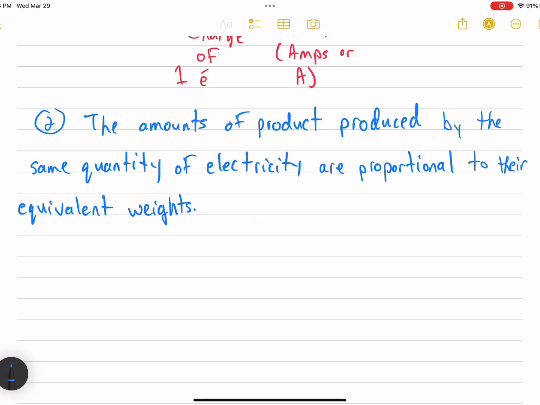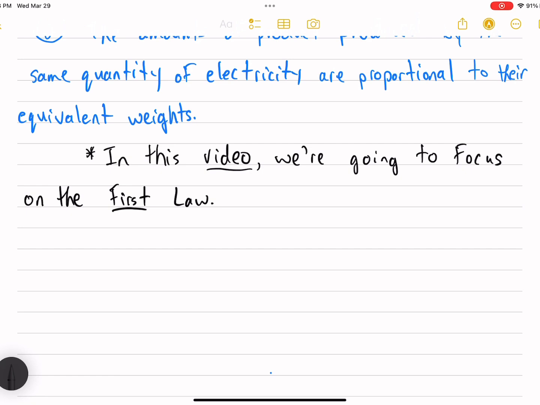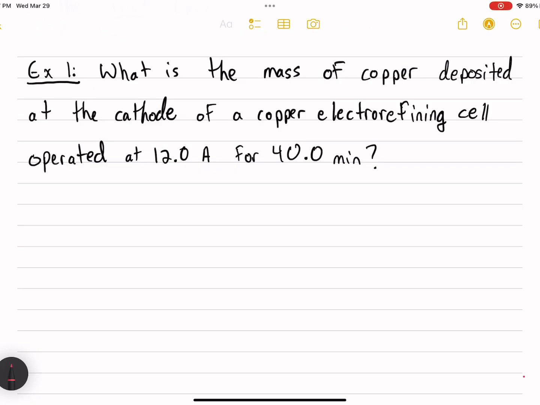The second law states that the amounts of products produced by the same quantity of electricity are proportional to their equivalent weights. That is a mouthful, but in this video and in this course, we primarily focus on just the first law and how to use the formula.